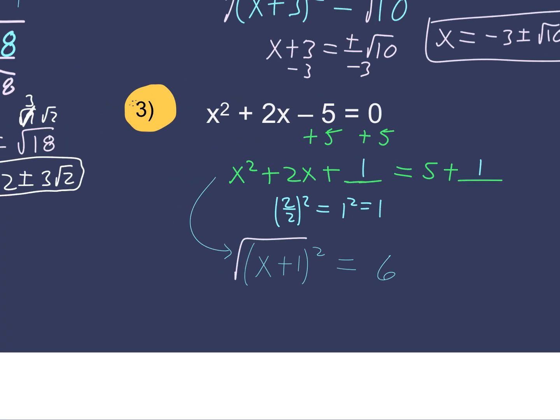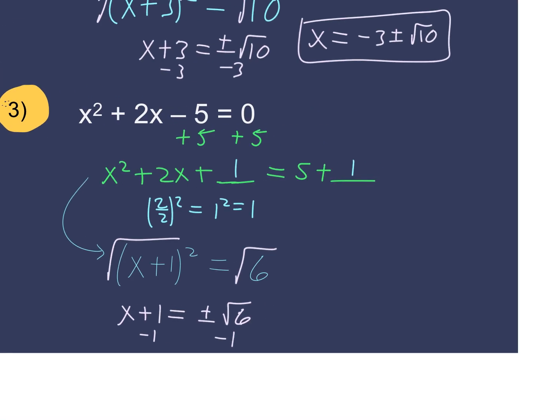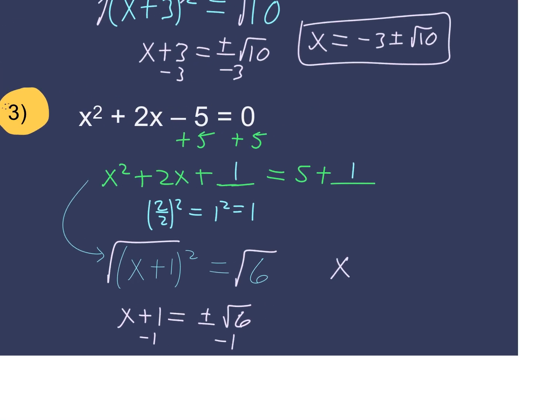And now this looks like something we did yesterday, so I can square root both sides. I get x plus 1 equals plus minus the square root of 6. And then we could subtract 1 from both sides, and I get x equals negative 1 plus minus the square root of 6.